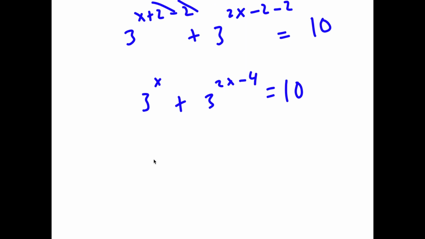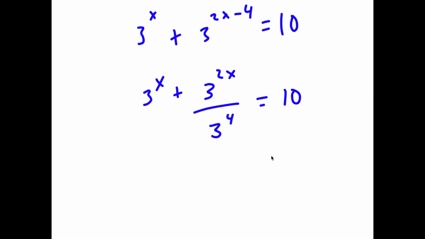Now, 3 to the power of 2x minus 4, that's the same thing as 3 to the power of 2x over 3 to the power of 4. And 3 to the power of 4 is 81, so I have 3 to the power of x plus 3 to the power of 2x over 81 is equal to 10.